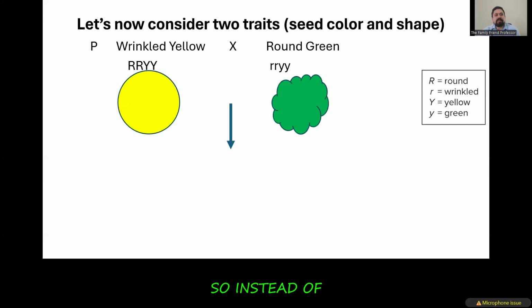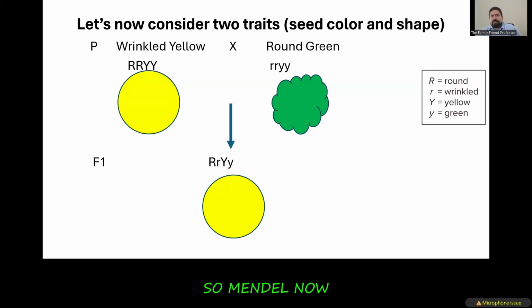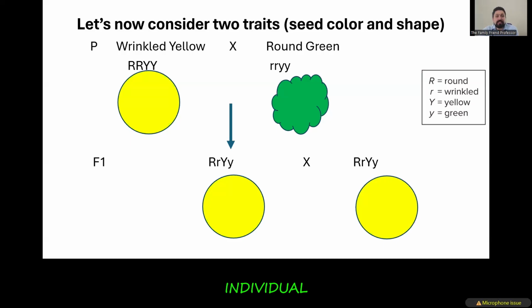So instead of yellow and green, he did yellow and smooth shape, and he crossed it with green and wrinkled. He observed the first generation, and he saw yellow and round. So Mendel now says, okay, we've already established that yellow is dominant to green, but now he has learned that smooth or round is dominant to wrinkled. So let's now cross this F1 with itself, with the same individual, and see what we get.